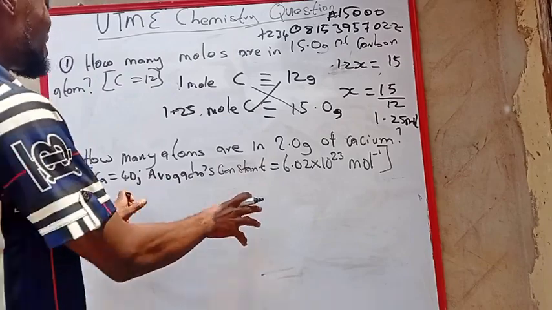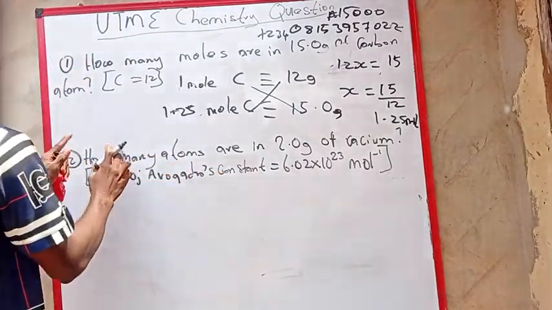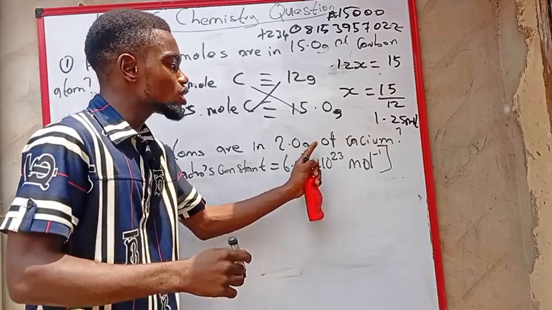All right. Now this is the first set. Now this is the second set. This is a JAMB question. Now it says how many atoms are in 2.0 gram of calcium?